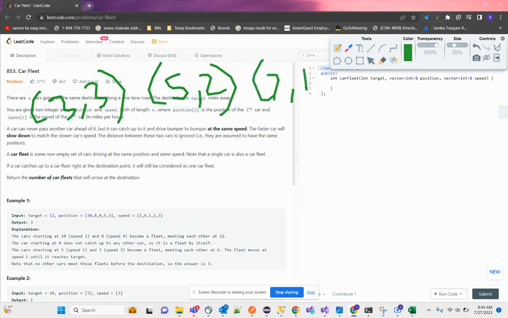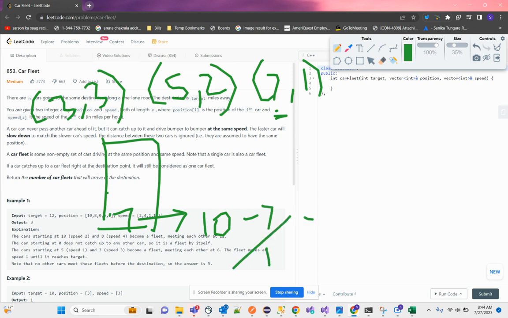This is my stack. I'm starting from the back, so the seventh car comes here. I'm calculating the time of the seventh with the help of target minus position divided by speed, which comes to 3. Then the next car comes, which is 5. Again I'm calculating the time, which comes to 2.3 or something. If the time is less than the time ahead, then I'm going to pop this car and say that it is going to collide with the car ahead, that is the seventh car.